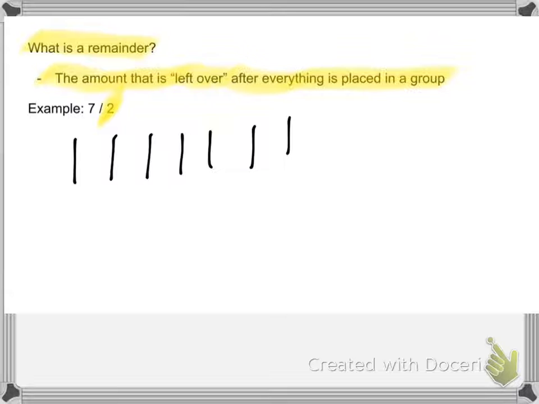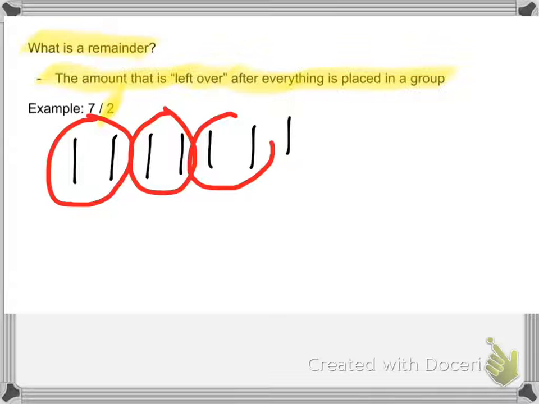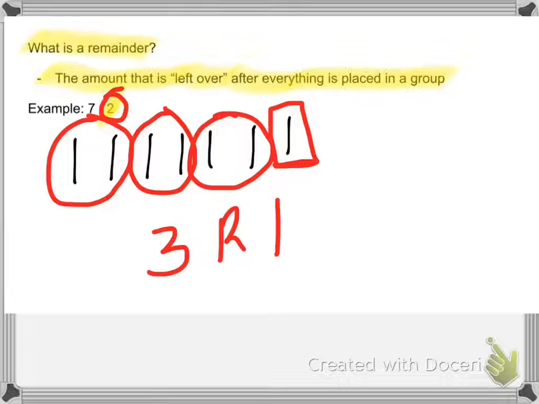Okay, so you will have 1 group, 2 groups, 3 groups, and then this last one you can't put into a group because you need 2 in each group. Okay, so that one will be your remainder. So for this one it would be 3 with a remainder of 1. Okay, again, the remainder is the amount that is left over after everything is placed in a group.